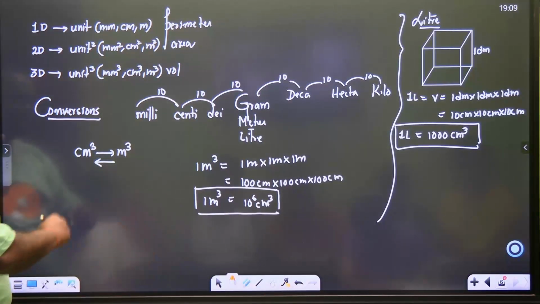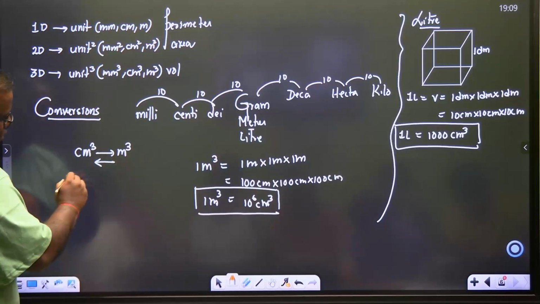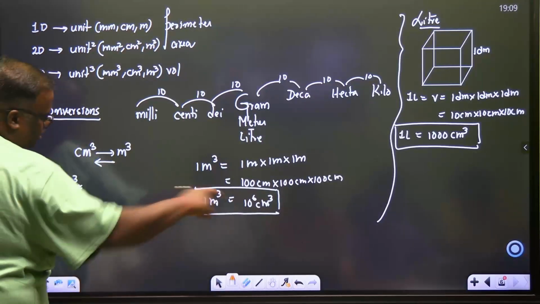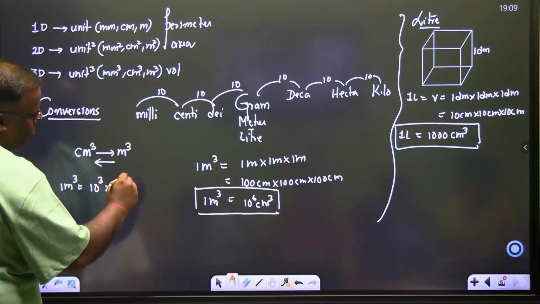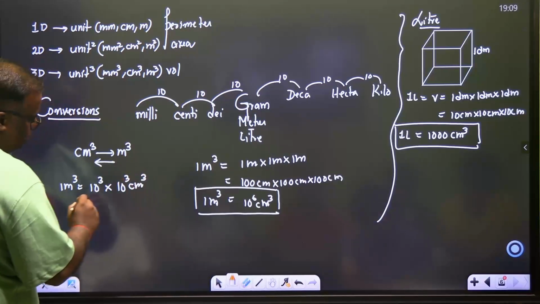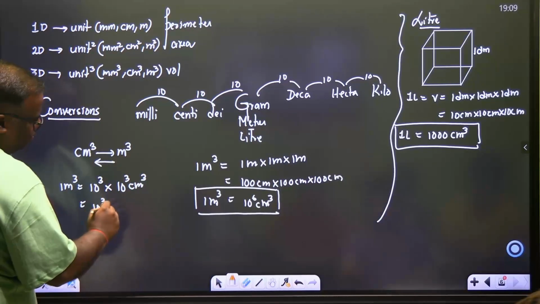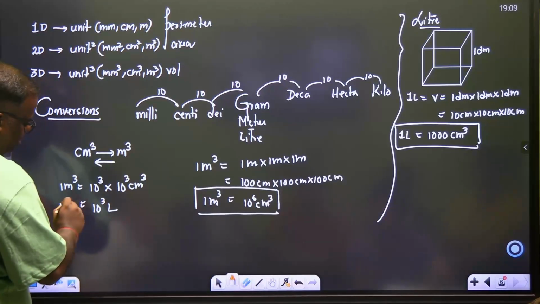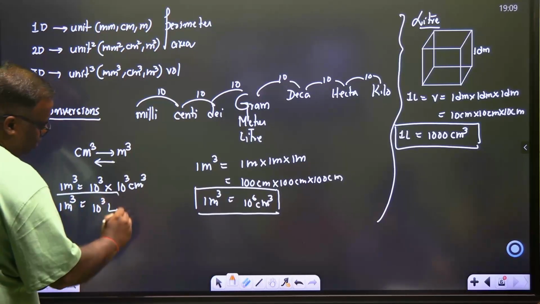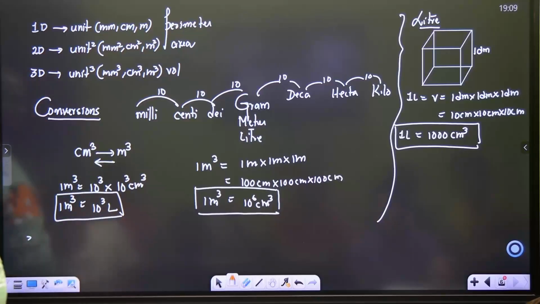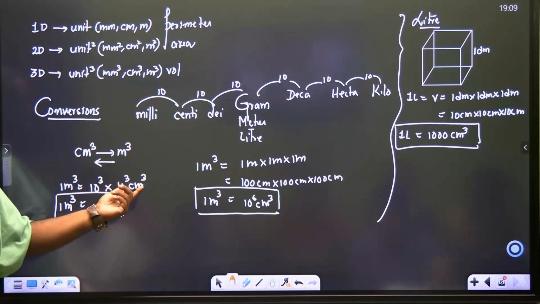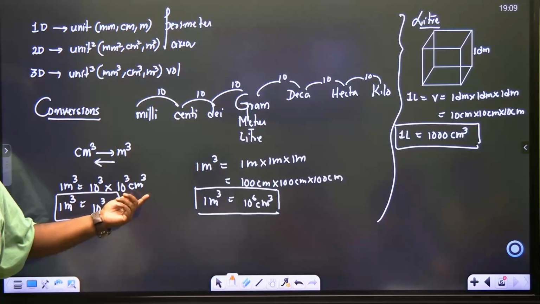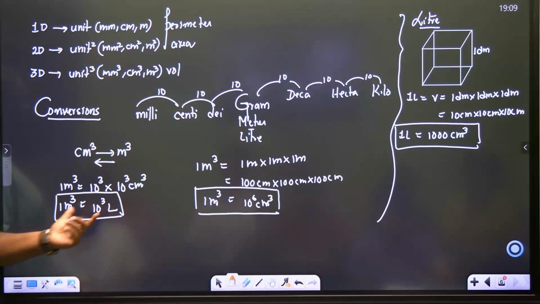The most beautiful thing comes out here when we see 1 meter cube, 10 to the power 6. So I can write it as 10 to the power 3 again into 10 to the power 3 cm cube. So I can basically write it as 10 to the power 3 liters. Did you understand this or not? This is very stylish. 1 meter cube is 10 to the power 6, of which you keep 10 to the power 3 cm cube, which is actually 1 liter. So what does this actually mean?